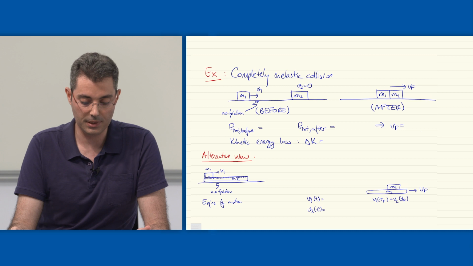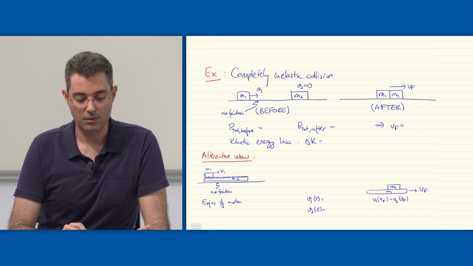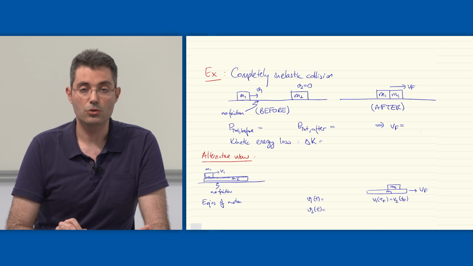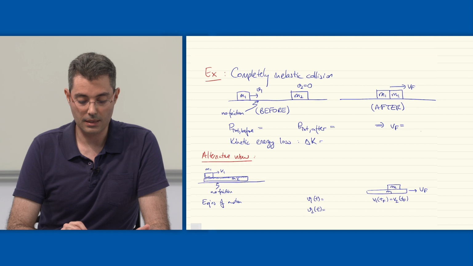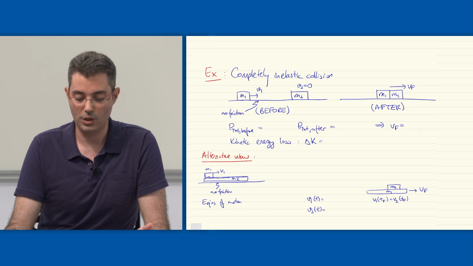So let us look at this example here where we have a block of mass m1, moving again along a line with speed v1 towards a stationary mass m2. Let's assume there is no friction between the masses and the surface, and therefore this is our situation before the collision. And after the collision, because this is a completely inelastic collision, the masses will move together, and let's denote the final velocity vf.